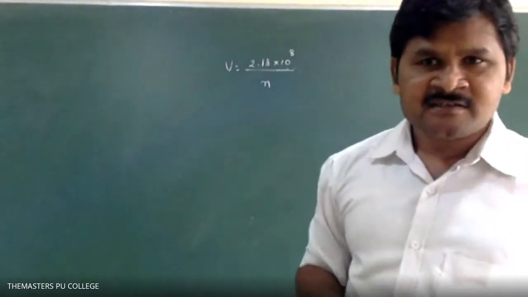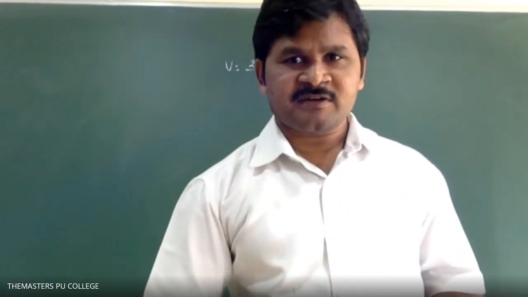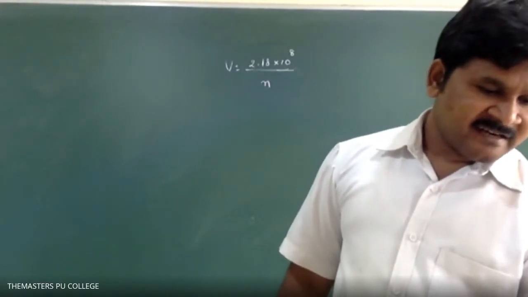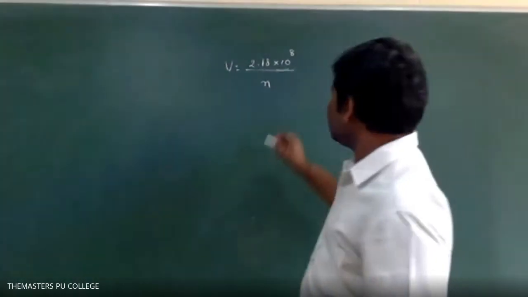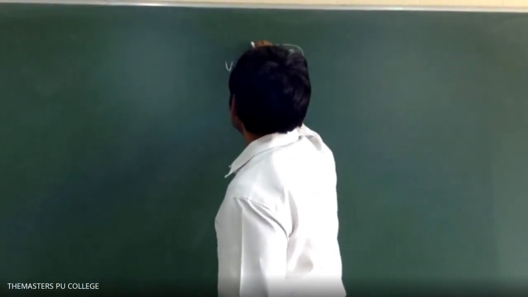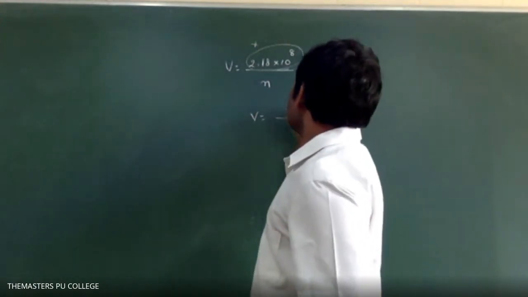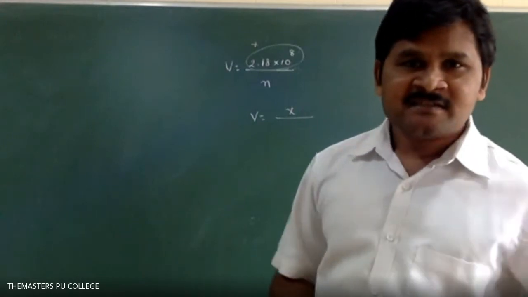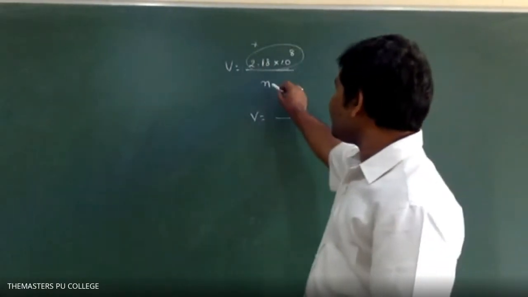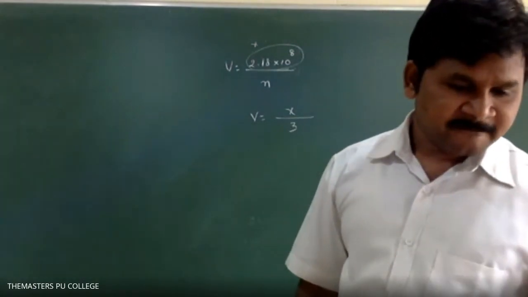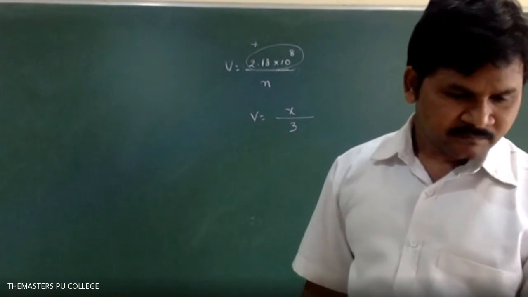Students, how to respond? Here he is telling if the speed of electron in Bohr's first orbit of hydrogen atom is x, instead of this value he is telling x. V is equal to x. So which orbit he wants? Third orbit. So third orbit means n value what I have to take? 3. So x by 3 is the answer. Okay? Next.